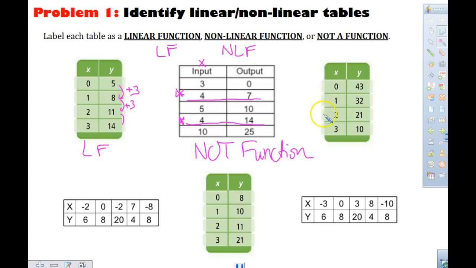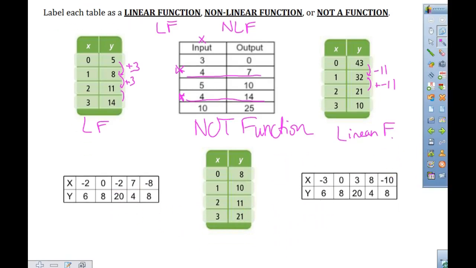So here we look at our x's. Okay, they're going 0, 1, 2, 3. They're all unique. And here we're going to look at our y's. From 43 to 32, we are doing what? Subtracting 11. Do we do that again? Someone said, oh, I could add a negative 11. There's constant addition or subtraction in this one. That looks to be the case every time. So this one is going to be a linear function, right?